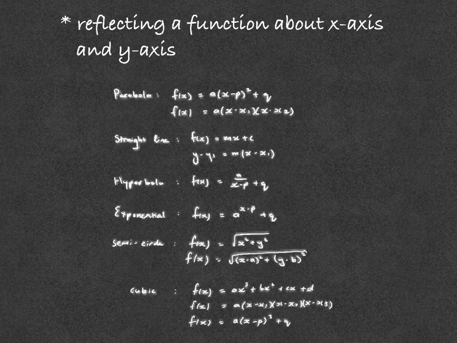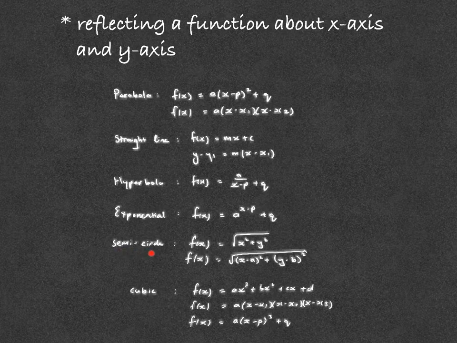Okay. Before we look at reflecting functions about the x-axis and the y-axis, just remind yourself of all those functions that we've covered so far. The parabola: y equals a(x minus b) all squared plus q, and we can also use that formula if you've got the x-intercepts and another point. The straight line, y equals mx plus c, or y minus y1 equals m(x minus x1). Hyperbola, y equals a over (x minus b) plus q. Exponential function, a to the power (x minus b) plus q. There can also be a coefficient in front there, so b times a to the power (x minus b) plus q.